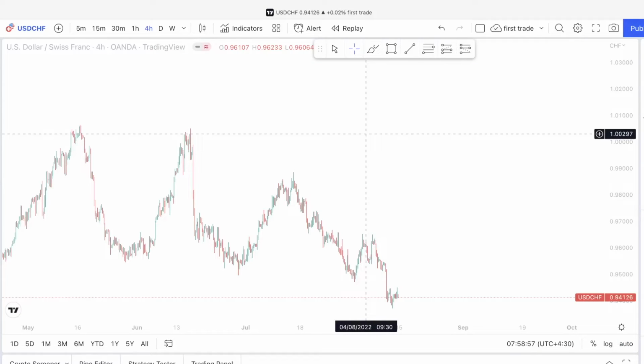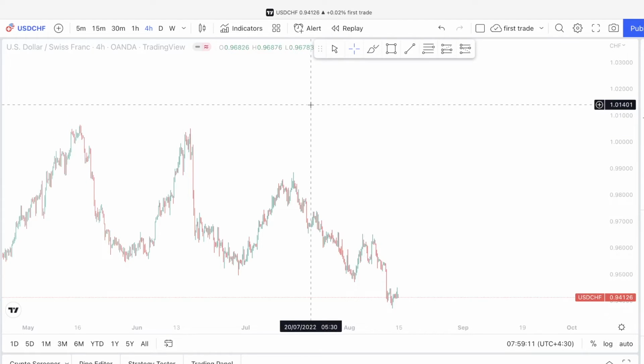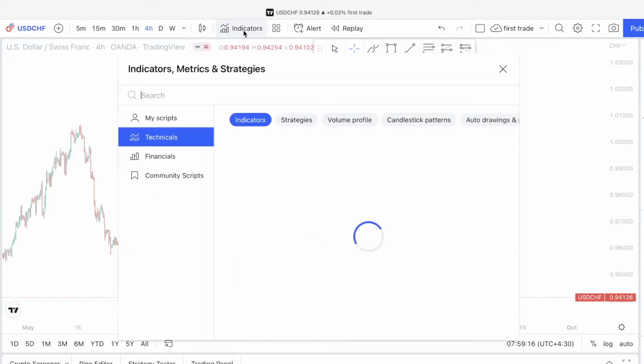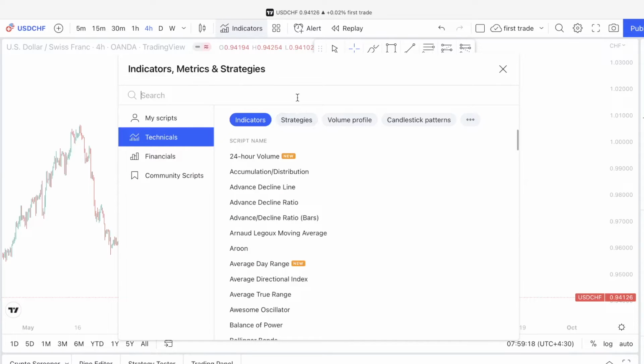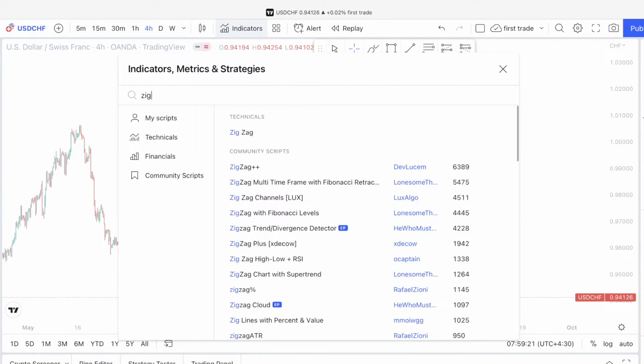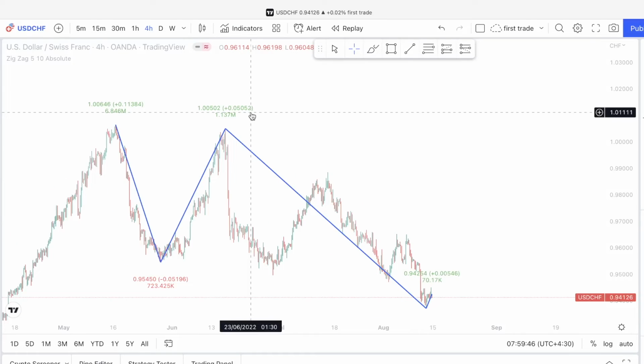Alright, I jump on USDCHF, US dollar against Swiss franc. For your convenience and to save some time, I use the zigzag indicator. This indicator helps me to see the main trend. To use this indicator, I go on top here and click on indicators, then search, there you are, zigzag. When I click on that, it appears on my chart.